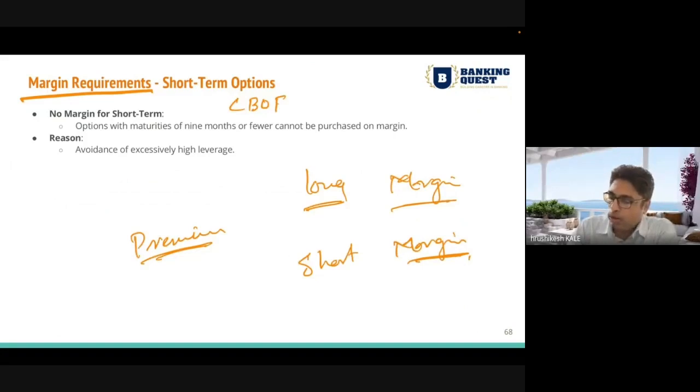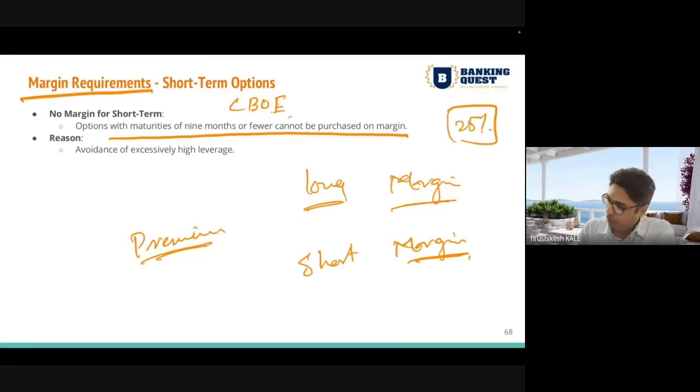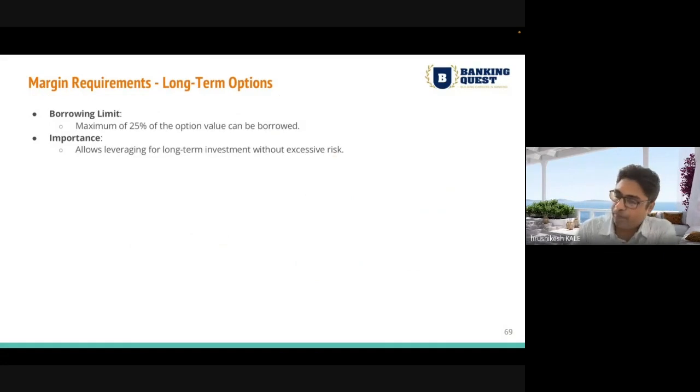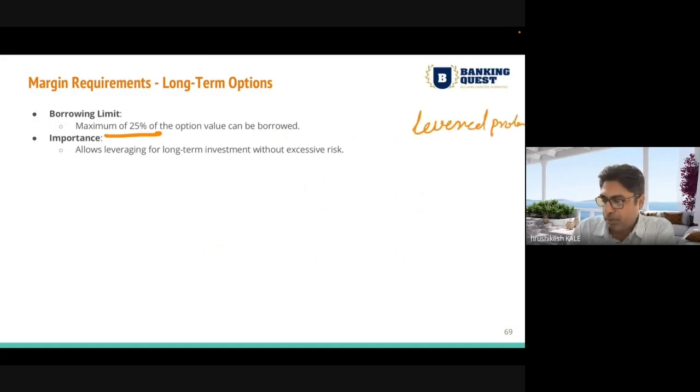Chicago Board Options Exchange: options with maturity of 9 months or fewer cannot be purchased on margin. But options with more than that can be purchased on 25% margin. It's written here. A minimum of 25% of option value can be borrowed, because options are already highly levered products. And again, allowing it to be purchased on margin.